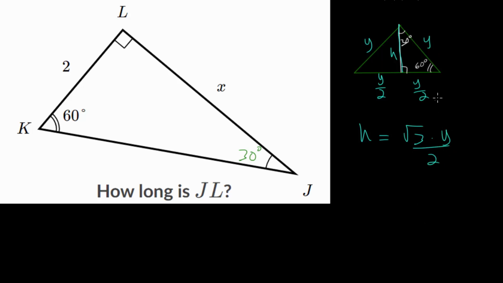So if we put in actual values, it might make more sense. Let's say this is 6. That means this would be 3, and this would be 3 root 3. So that's the general pattern.